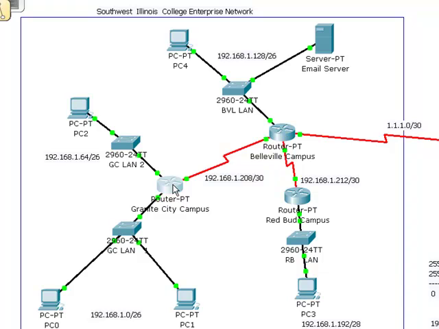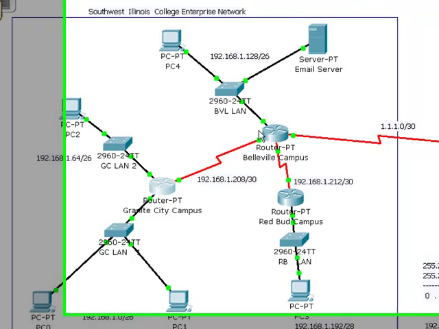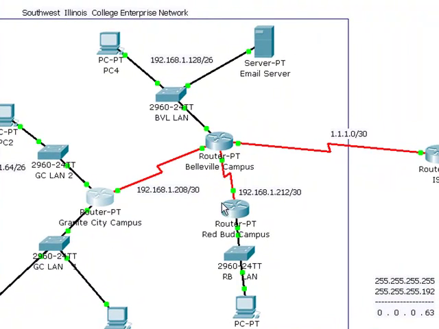So in this case, Granite City will tell Belleville, but Belleville won't update his routing table and then tell Redbud. What will happen is Granite City will tell Belleville about his LANs and his WANs, and then Belleville will immediately pass us on to Redbud. Then both of these routers will create a mathematical topology of the entire network and be able to create a loop-free, low-cost, direct path to those networks.